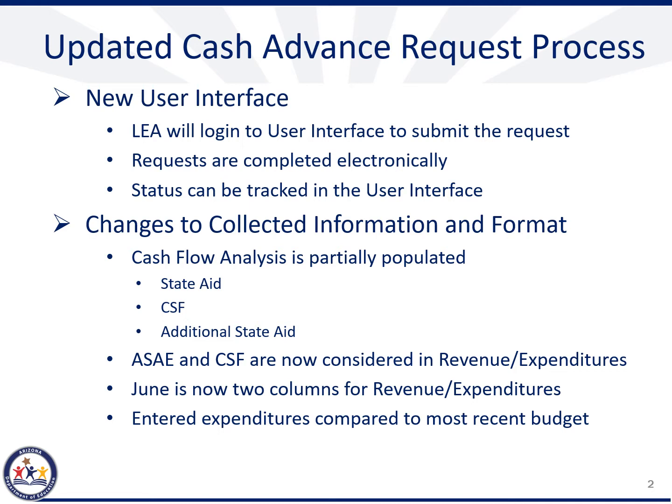The cash flow analysis is partially populated with amounts for state aid, classroom site fund, and additional state aid. So these items the LEA will not need to enter. Additional state aid and classroom site fund are now considered in both the revenue and expenditure portions of the cash flow analysis. We also divided June into two columns for revenue and expenditures to reflect your June 1 and June 30 payments. Finally, we will be comparing the entered expenditures to your most recently submitted expenditure budget.